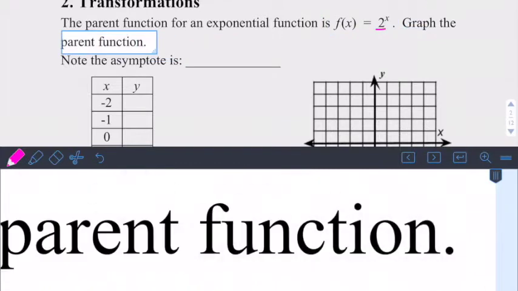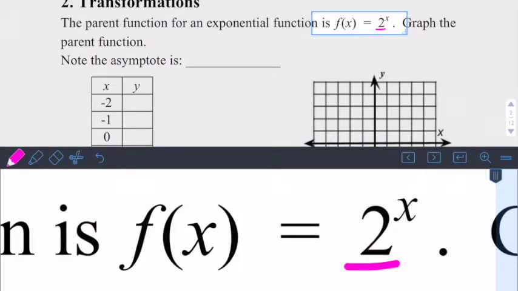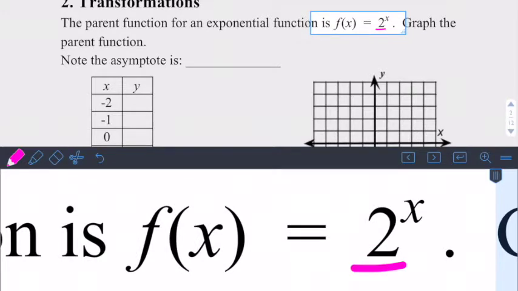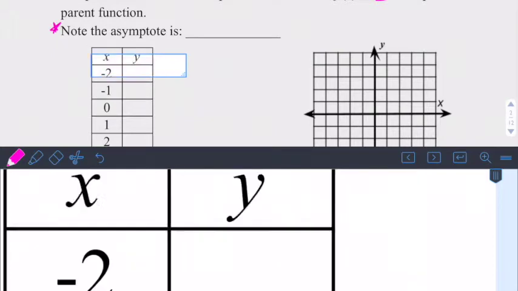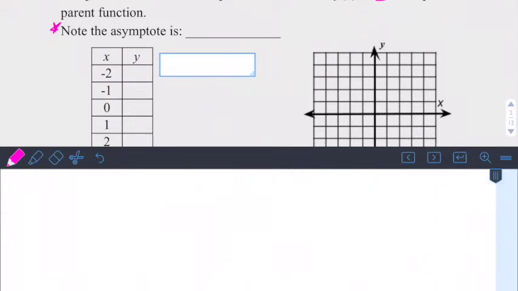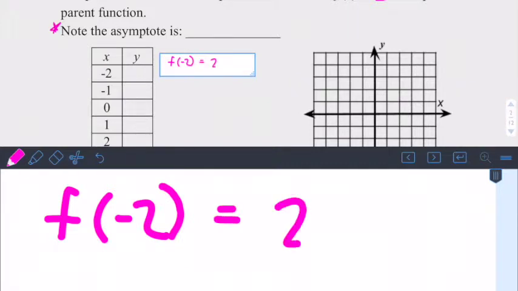So we're going to graph the parent function first, and then we're going to use this parent function to do some transformations. We're going to come back to this note after we graph it. So we're going to plug in -2 for x and all the other ones. So we're going to say f of -2 equals 2 to the -2. And let's start plugging them in.